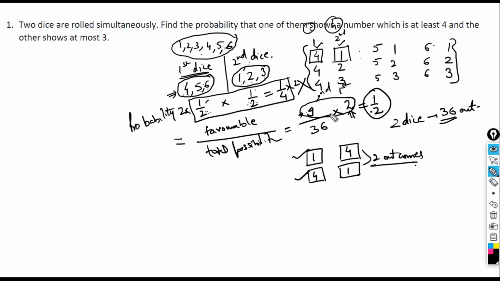Is it clear, Ankita? Because the question is not saying that the first dice shows a number which is at least 4. The question says one of them shows a number which is at least 4 and the other shows at most 3, right? So the possibilities are either way. It can be 1 4 or it can be 4 1.